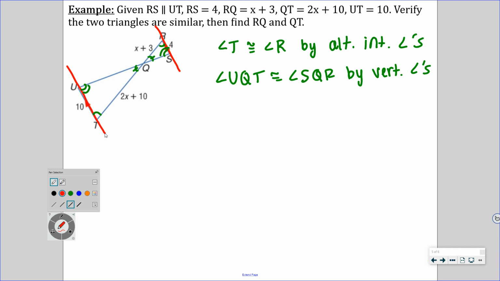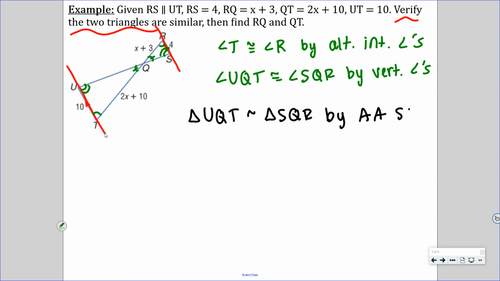Okay, so right now I'm verifying first that the two triangles are similar. So now I can say triangle UQT is similar to triangle SQR by angle SIM. And then I can do the algebra here. Now that I know they're similar triangles, I know that all those side lengths, which is where my variables are located, are proportional. Okay? So I'm given a set of corresponding sides that are across from the vertical angles.